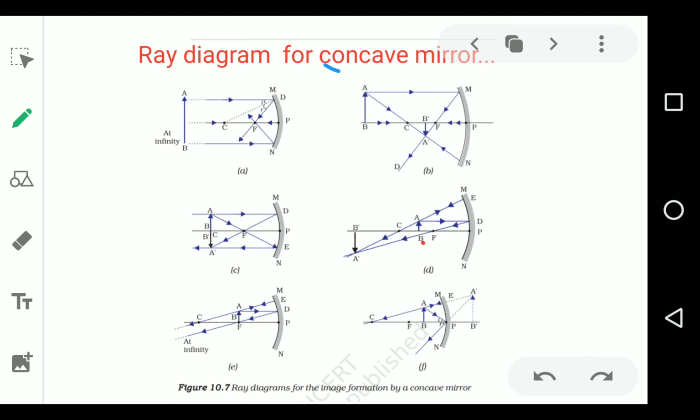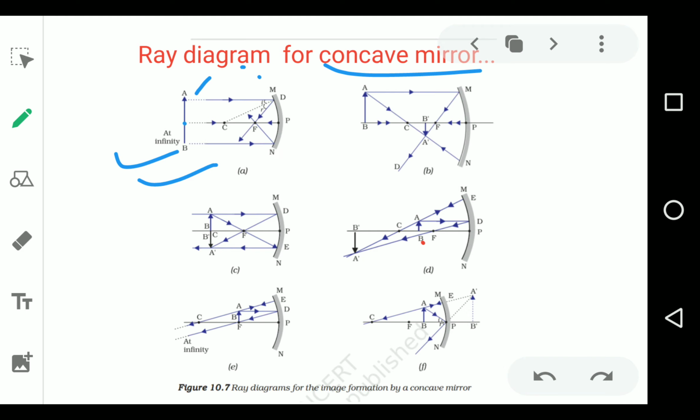So here it is for the concave mirror. The first case is when the object is present at infinity. Wherever I say that the object is present at infinity, it means it is not present inside the curvature of the circle which is formed by the mirror. So it is out of the circular curvature.